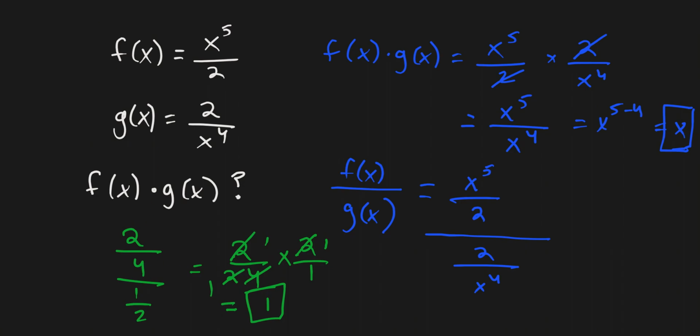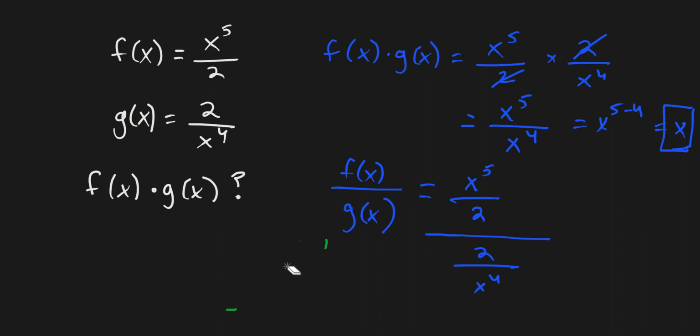So this is essentially, we just multiply by the reciprocal. We can do the same thing with functions that have x's and other variables. So this is just equal to x to the fifth power over 2 multiplied by the reciprocal. That's x to the fourth power over 2.